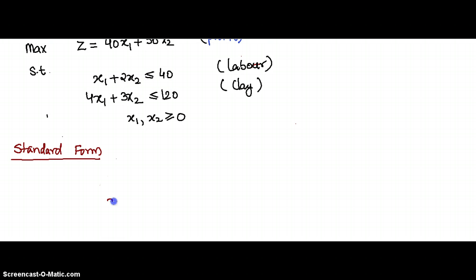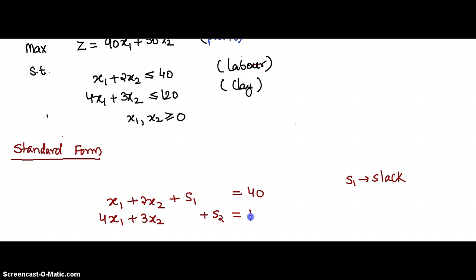To convert it into an equality, we write it as x1 plus 2x2 plus s1, where we add a slack variable s1, equal to 40. Here s1 is the slack variable which represents the unused labor hours. Similarly, we consider the second inequality. To make it into an equation, we add another slack variable, say s2, equal to 120. Then s2 is also a slack variable which represents the unused amount of clay.